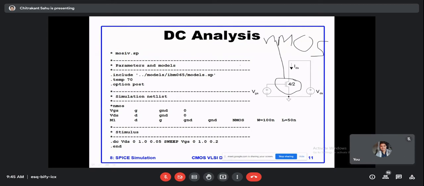N channel MOSFET is there. If you want to do DC analysis of an N MOSFET, it is nothing but what is the change in current observed when the voltage is increased. So for that we require two voltage sources, one for the gate side and one for the drain side.